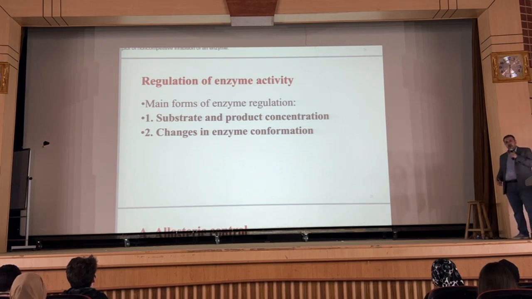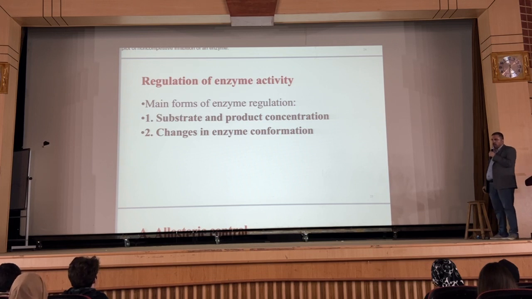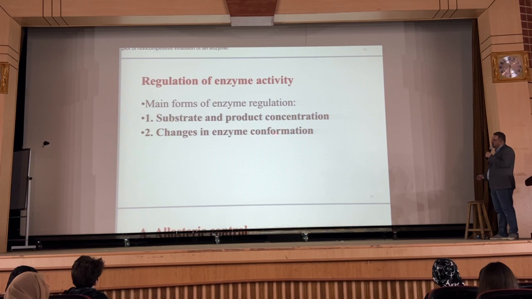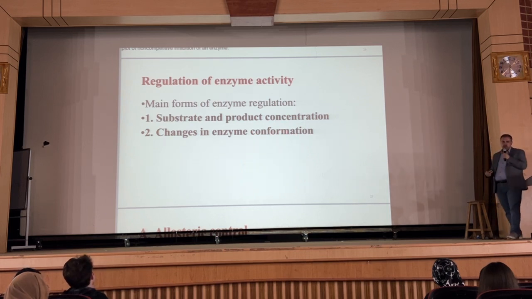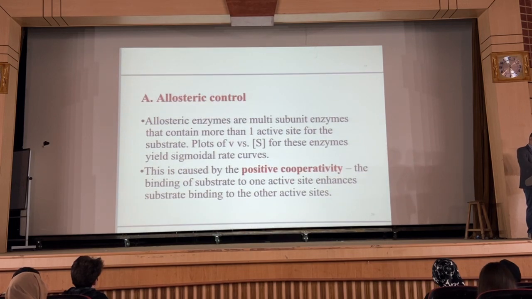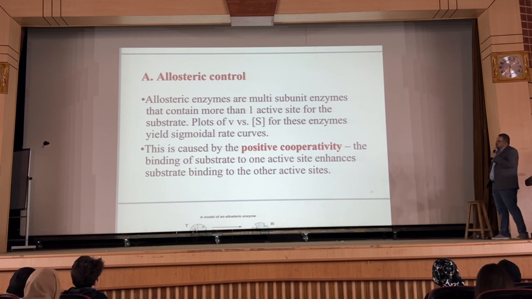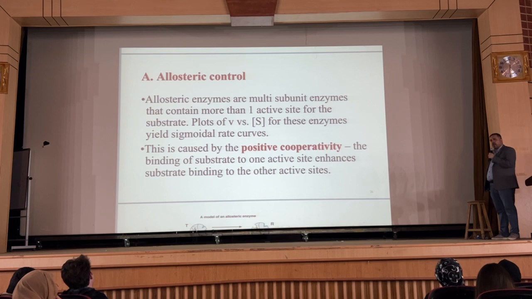How is an enzyme regulated in our body? Usually, there are two main forms of regulation: the amount of the substrate and the amount of the product, and changing the enzyme conformation. These are two main mechanisms for regulation of the enzyme. First of all, allosteric control. There are mechanisms or ways to control an enzyme. One of them is called allosteric.